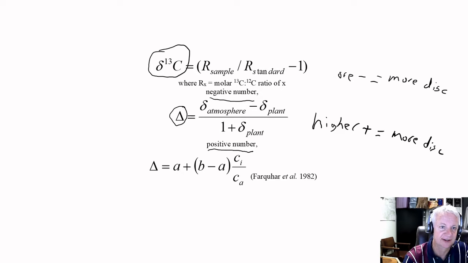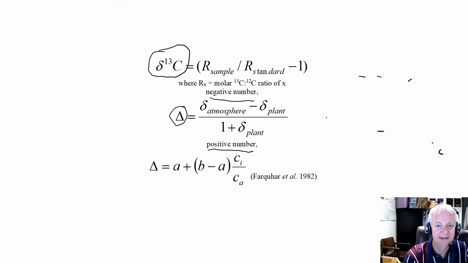So I'm going to erase those so those aren't too distracting. So let me talk about how these are calculated. Little delta is calculated relative to the carbon 13 to carbon 12 ratio in a standard. So that's this R standard.